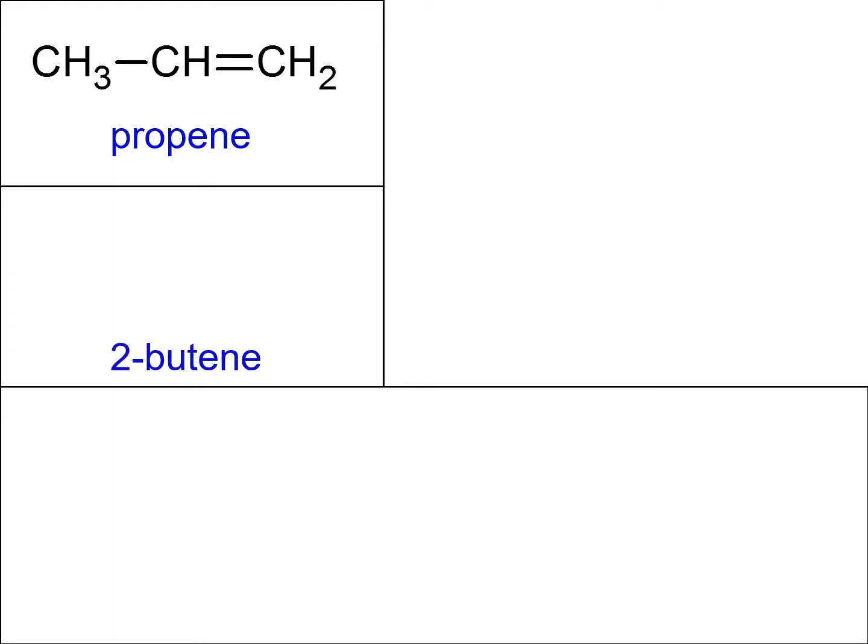Propene. If you wanted to draw propene, -ene tells you there's a double bond, prop tells you there's 3 carbons, so it might look something like that. 2-butene: double bond, 4 carbons, the double bond starts on the second one.